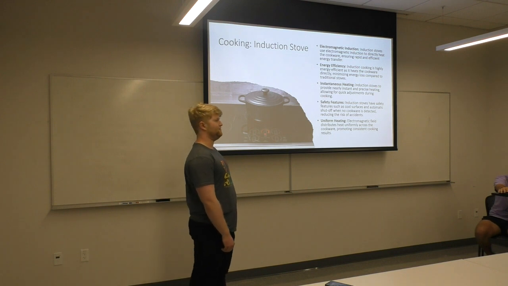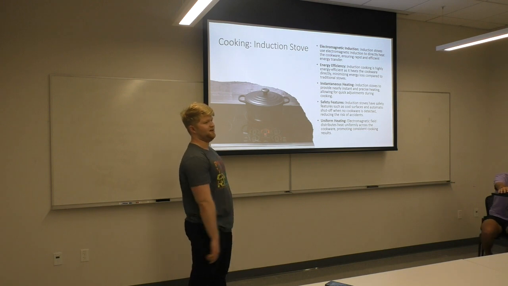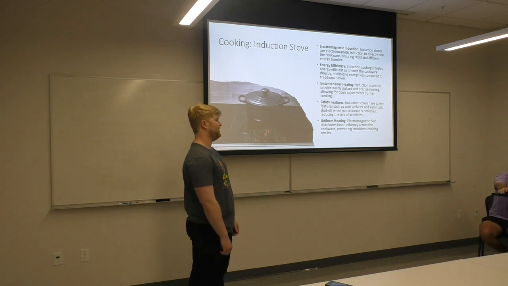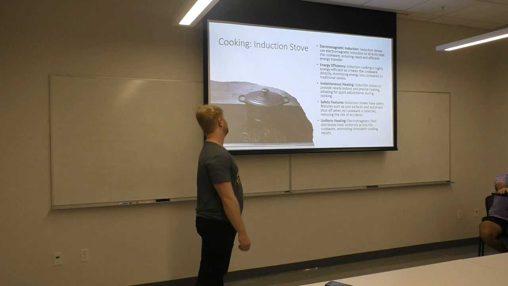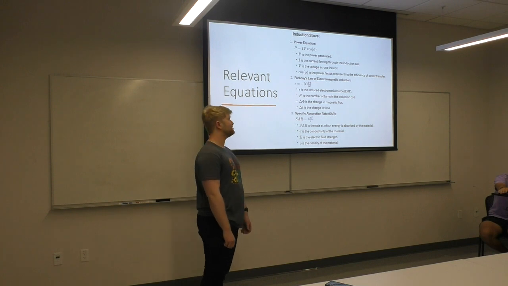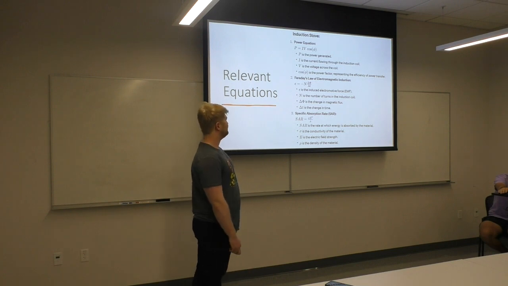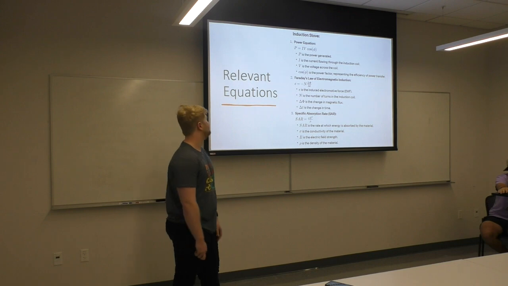I have this electric stove in my apartment, and it kind of sucks. It has the coils that go up, and they really suck, and they don't heat up how you want a lot of the time. So next, just some basic equations relevant to an induction stove: your power, Faraday's law of electromagnetic induction, specific absorption rate. There's some relevant stuff to that.